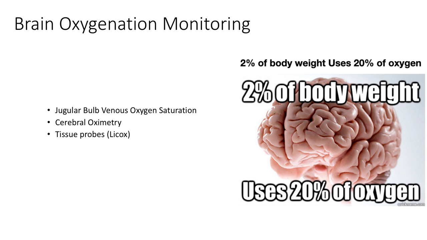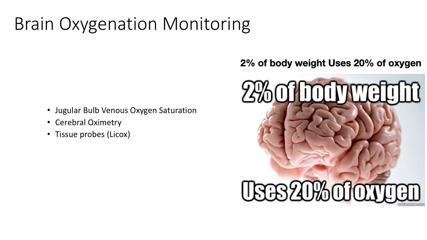Moving on to another brain function monitoring, the brain oxygenation monitoring. And I will discuss 3 different ways how to do that: the jugular bulb venous oxygenation saturation, the cerebral oximetry, and then also the tissue probes.